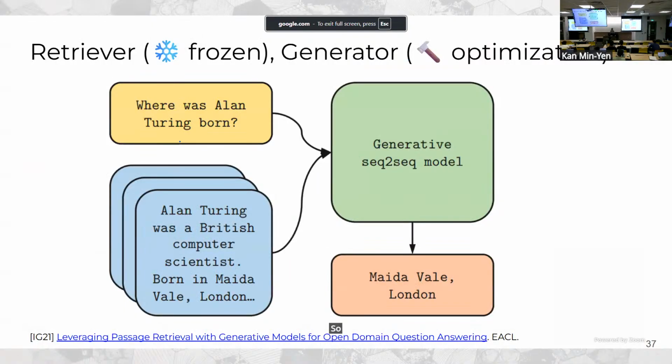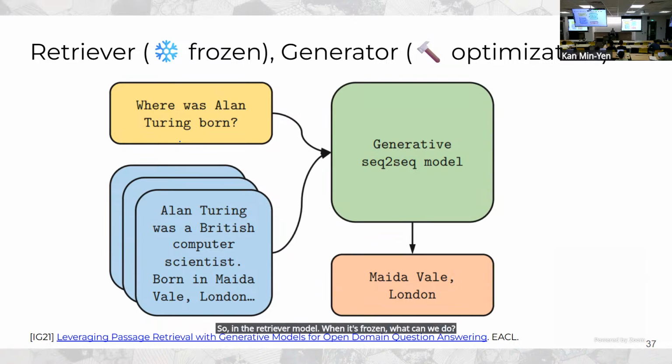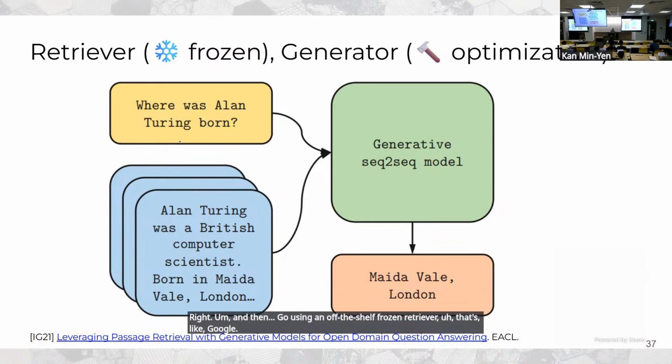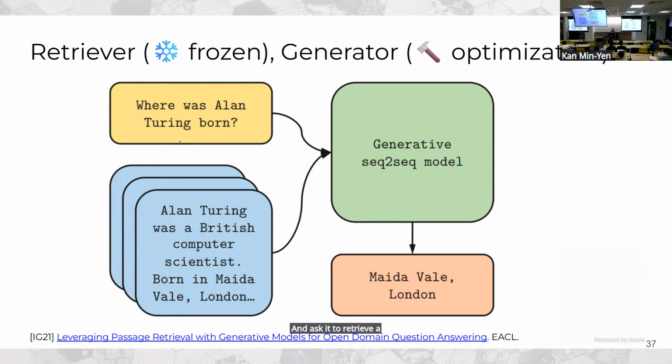So in the retriever model, when it's frozen, what can we do? Well, then we have to play around with this generator. So what we can do is ask a question, and then use an off-the-shelf frozen retriever, let's say Google, to retrieve a bunch of documents, or passages. Then we can feed those into the generative model and output an answer.